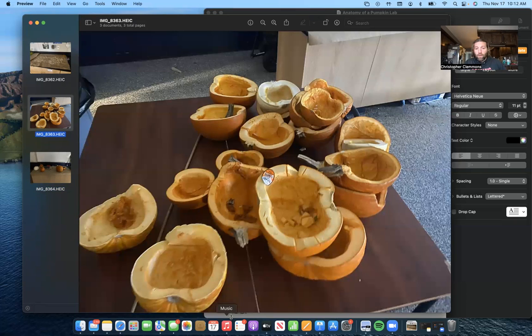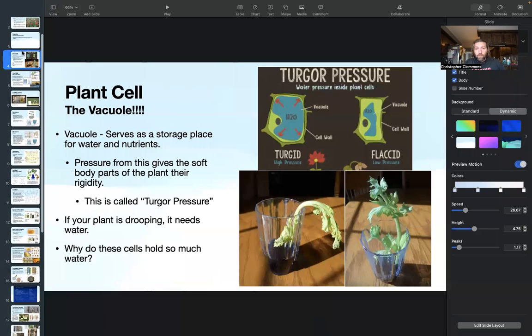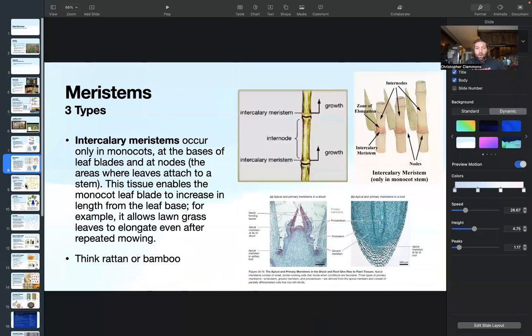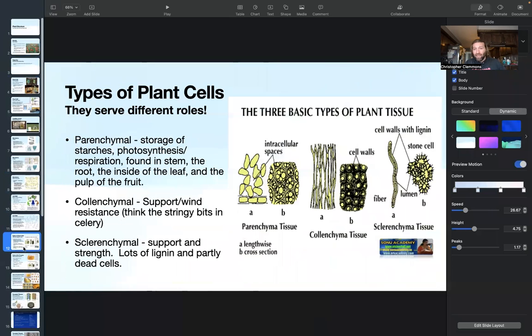Today, what I was going to do if I was here, and unfortunately I'm not, trust me, I did not want to be gone today. There were too many things that I needed to do for you today as part of these lessons. But what we were going to do today was go over zinnias as a plant helper, and I was going to explain stuff all the way down to the type of cells. So we were going to talk about lignin and things like that. That's something that I'm going to have to get you caught up with, but thankfully you're my 4th hour class, you're my longest class.